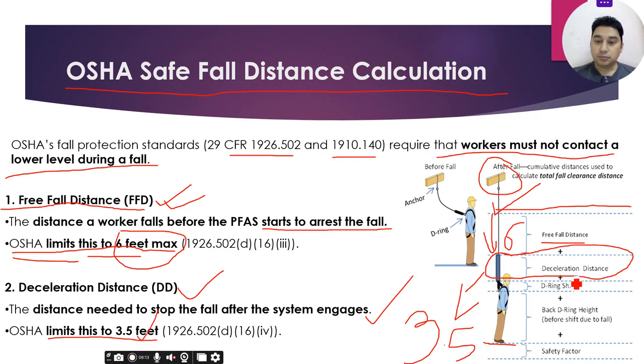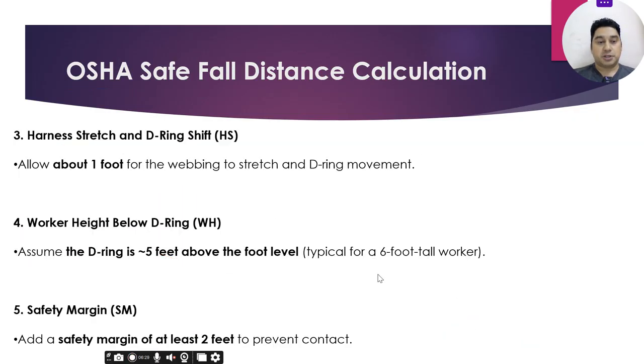If the person's deceleration distance is more than 3.5 feet after the fall, then you are violating the OSHA laws. To avoid that, you have to make sure that the person is not falling more than 3.5 feet. So this is the deceleration distance. Then harness stretch and D-ring shift. Allow about 1 foot for the webbing to stretch and D-ring movement.